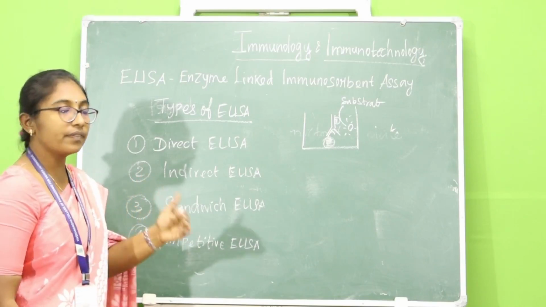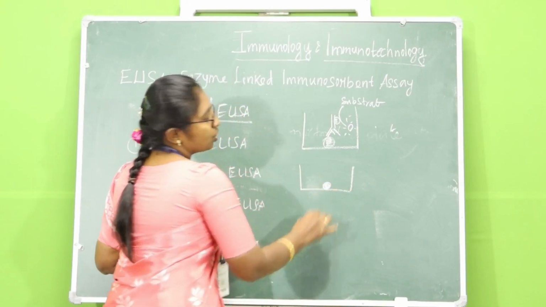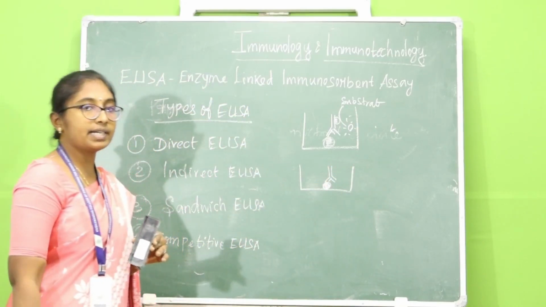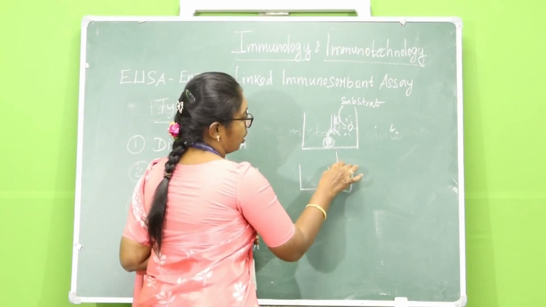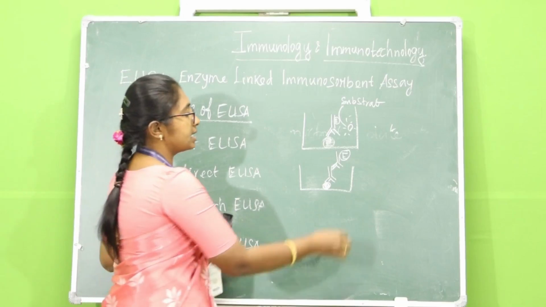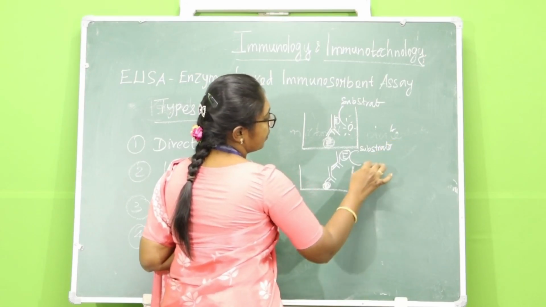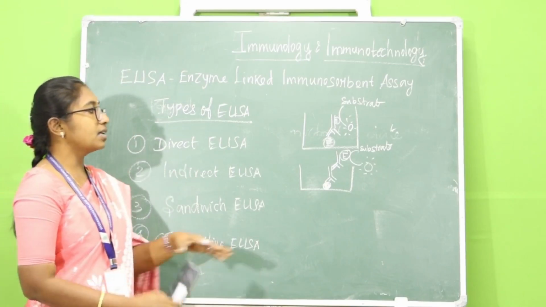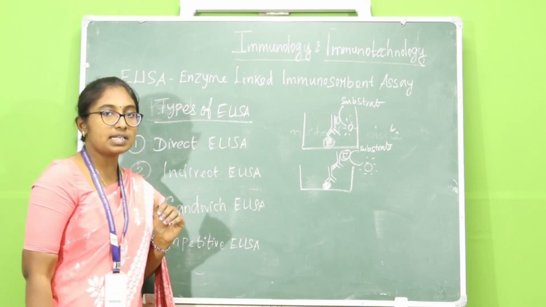So what will happen in the case of indirect ELISA? In indirect ELISA we coat the plate with the antigen. To the antigen we add a primary antibody which is not linked with the enzyme. For this primary antibody we add a secondary antibody, which is linked with the enzyme. Then we add a substrate to react with this enzyme, and it shows the color change. In indirect ELISA, the enzyme is tagged with the secondary antibody, not with the primary antibody. That's why it is called indirect ELISA.